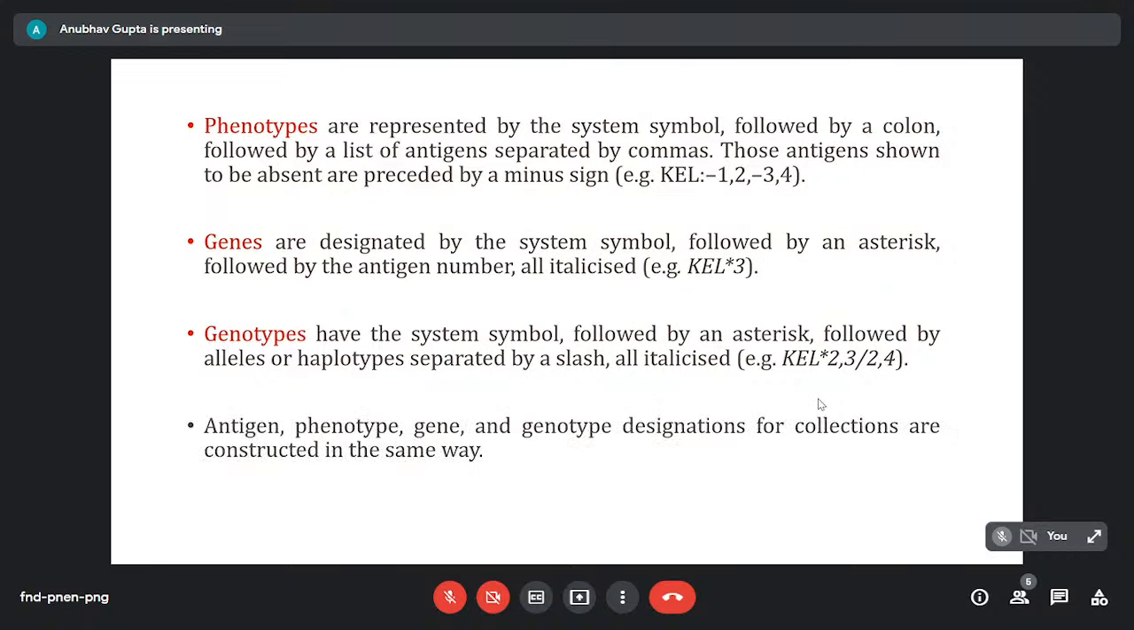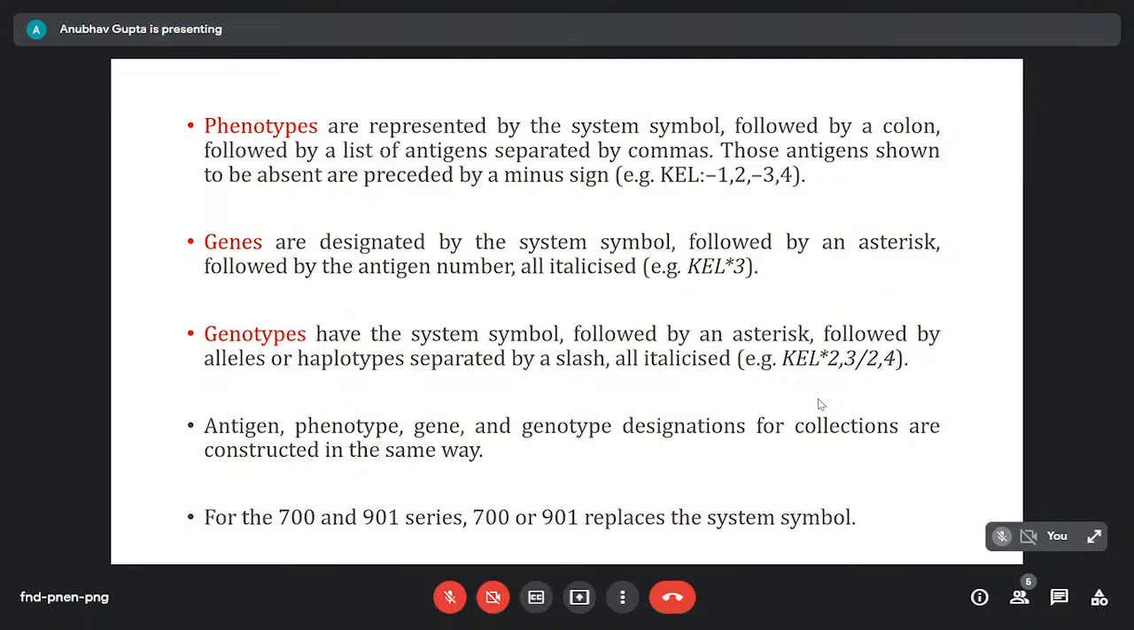So the gene, phenotype and genotypes are all nomenclatured by the ISBT and it is a standard practice. We can't remove the italics, we can't put the plus or minus by ourselves. It is all standardized and well accepted all over the world. Antigen, phenotype, gene and genotype designations for the collections are constructed in the same way. For the collections, the antigens are represented in the same way, but it is somewhat different for the series.